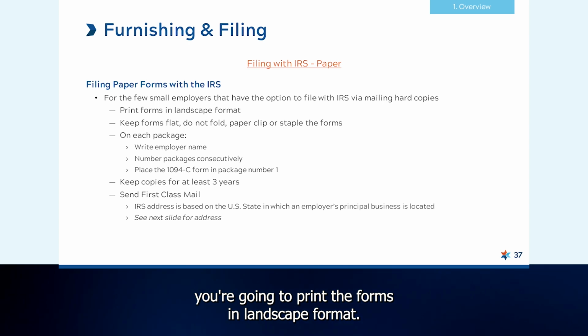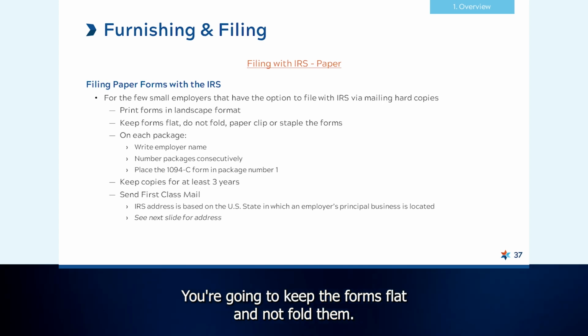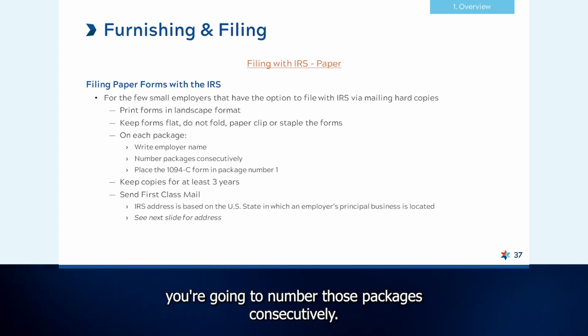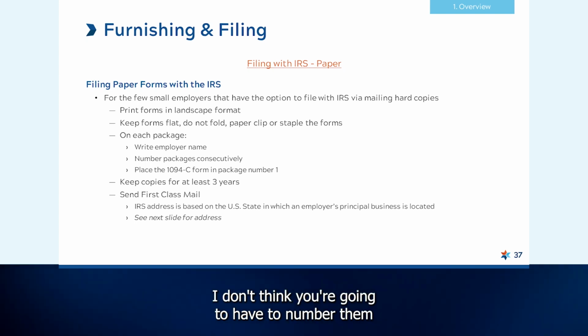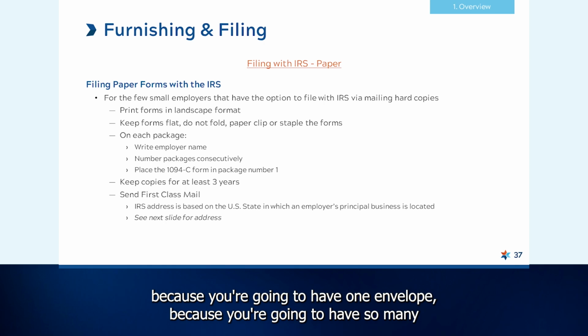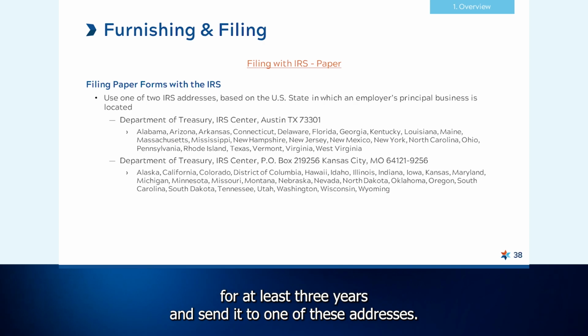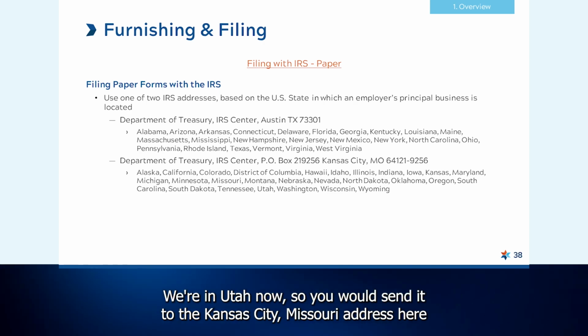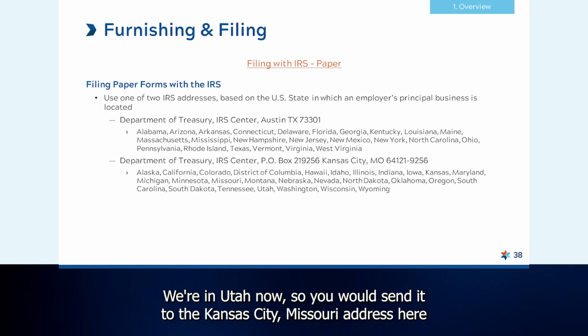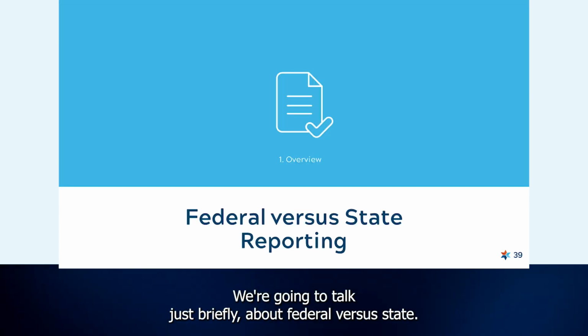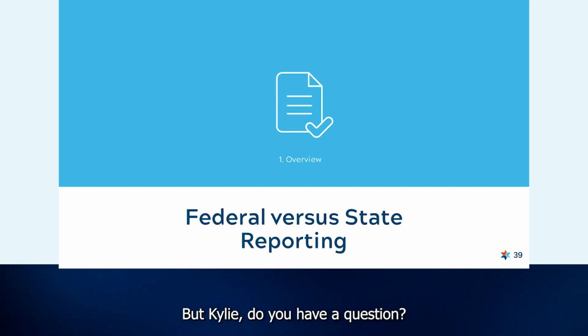you're going to print the forms in landscape format. You're going to keep the forms flat and not fold them when you put them in the envelopes for the IRS. You're going to number those packages consecutively. I don't think you're going to have to number them because you're going to have one envelope, since you're going to have so few forms in there. And you want to make sure you keep copies for at least 3 years and send it to one of these addresses. We're in Utah now, so you would send it to the Kansas City, Missouri address here if that were applicable to you.